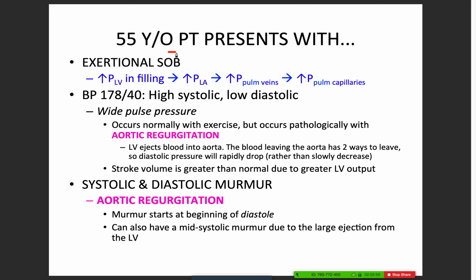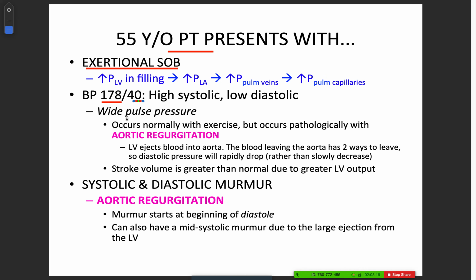Here we have a 55-year-old patient presenting with exertional shortness of breath. We look at the blood pressure. We see a very high systolic, low diastolic. Do I need to say any more, or do you have your diagnosis?